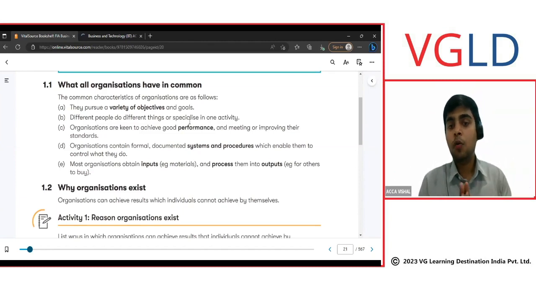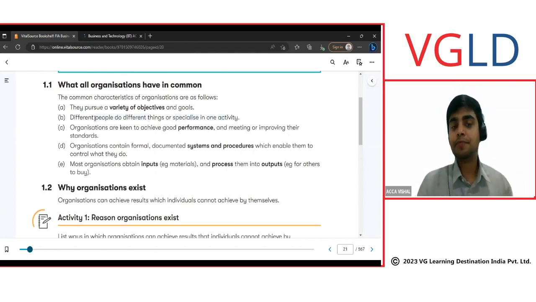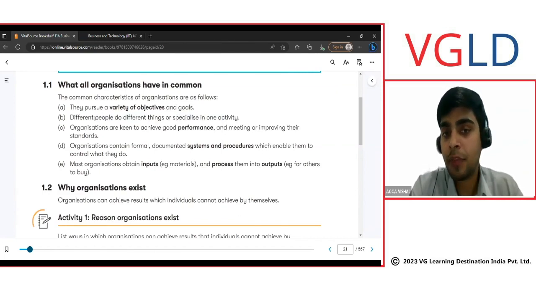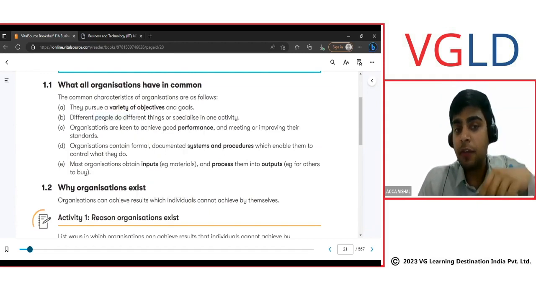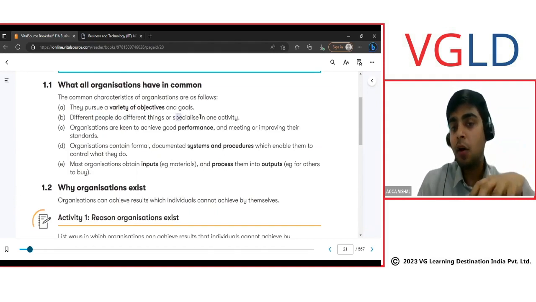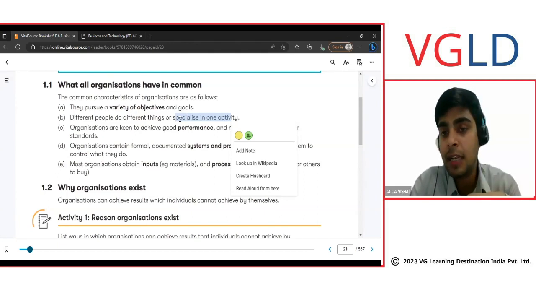People who do the task again and again become specialized in one activity. And people at a smaller level do different things most of the time. So when you say different people do different things, it means that many individuals at a smaller level do things by themselves. But when an individual becomes part of a big organization, they start specializing.